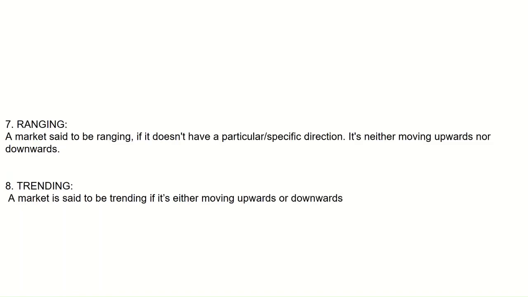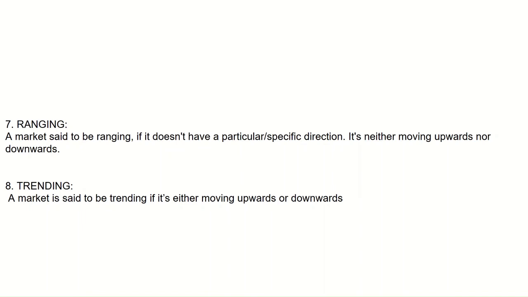The next one, ranging. What does a ranging market mean? A market is said to be ranging if it doesn't have a particular specific direction. It is neither moving upward nor downward. This means the market at that particular time is not bullish nor bearish. It means it is not buying and it is not selling. It is just moving sideways. So when this is happening, it means the market is ranging.